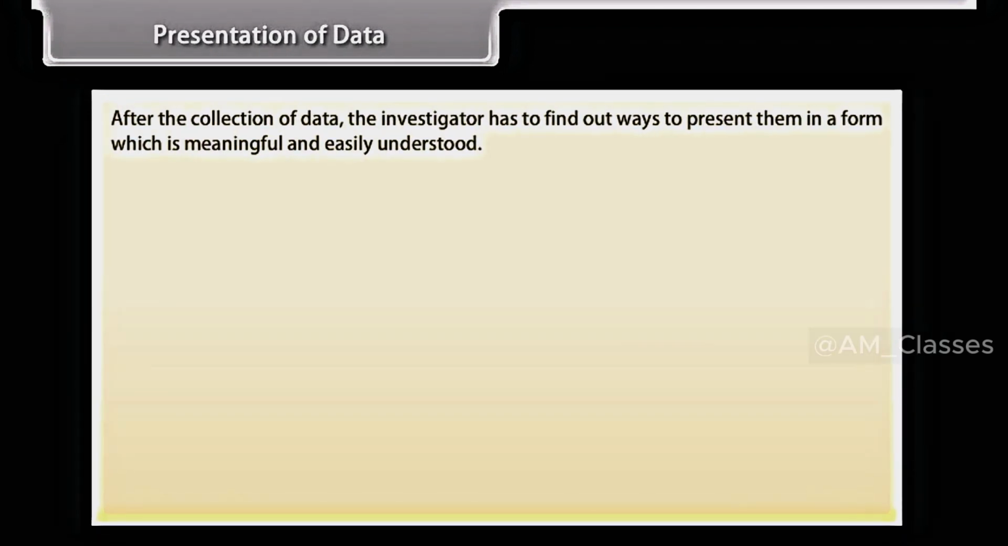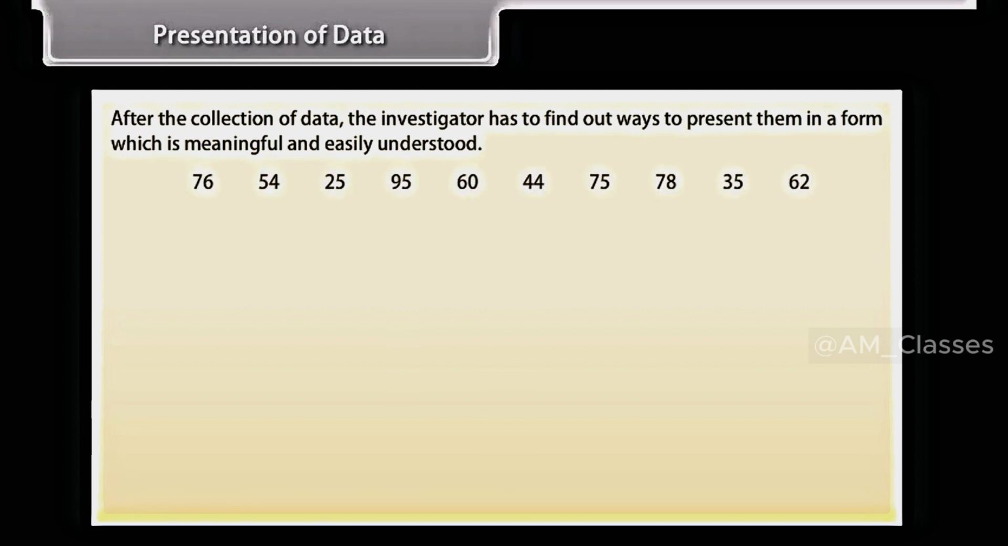Presentation of data. After the collection of data, the investigator has to find out ways to present them in a form which is meaningful and easily understood. Let us now go through some examples which show us the various ways of presenting the data. Look at these numbers.